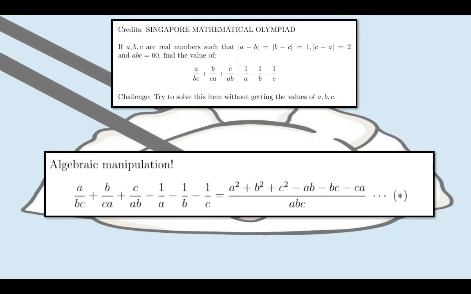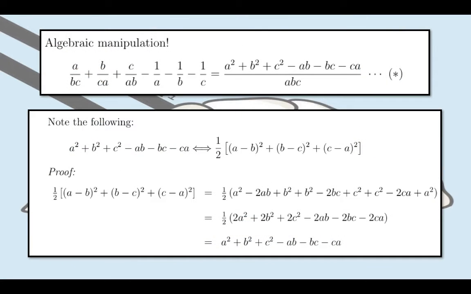Now, I will be showing you a very common identity that will help you in future math competitions if you're joining mathematical Olympiads in your respective country. Note the following: A squared plus B squared plus C squared minus AB minus BC minus CA is actually just one half of the quantity A minus B squared plus the quantity B minus C squared plus the quantity C minus A squared. Now the proof is just simple.